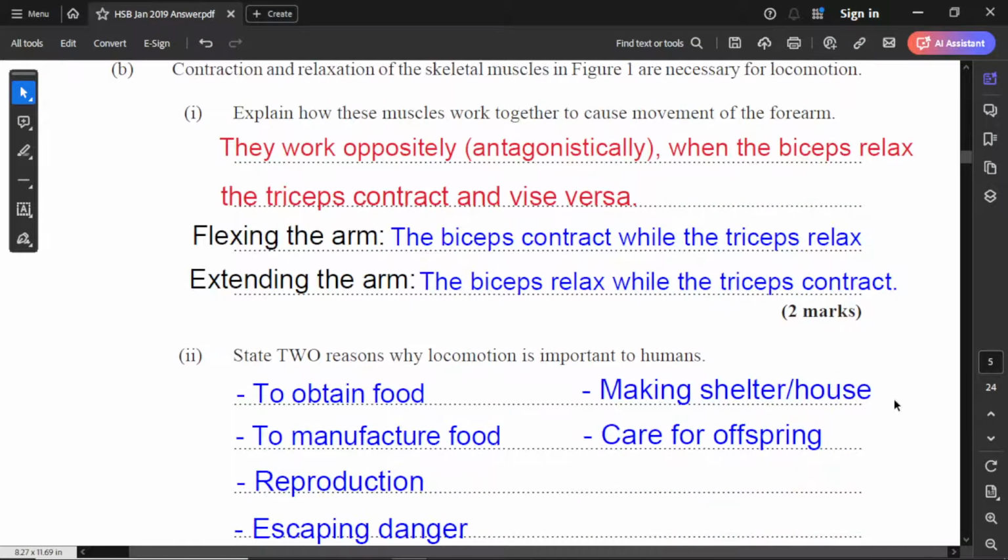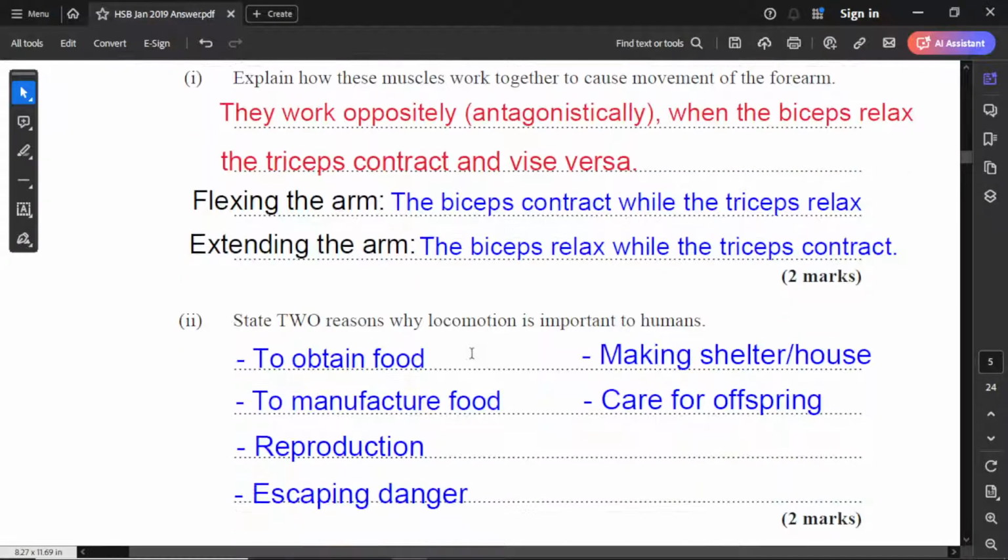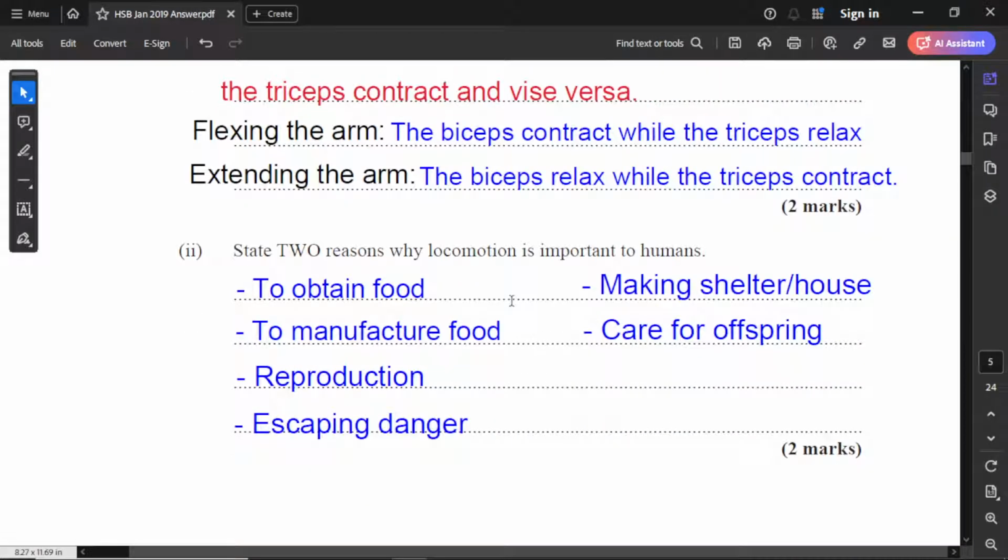All right, so part 2 of B is to state 2 reasons why locomotion is important to humans, and there are many reasons. One is to obtain food, especially if you're hunting. Matter of fact, even to cook your food, you have to have some form of movement. All right, even eating the food. To manufacture food, for example, planting food or even producing food in a factory, whatever you have to do, there's some form of movement that you have to do right there.